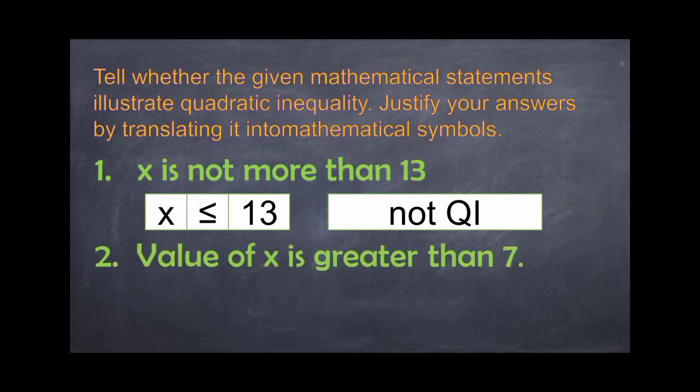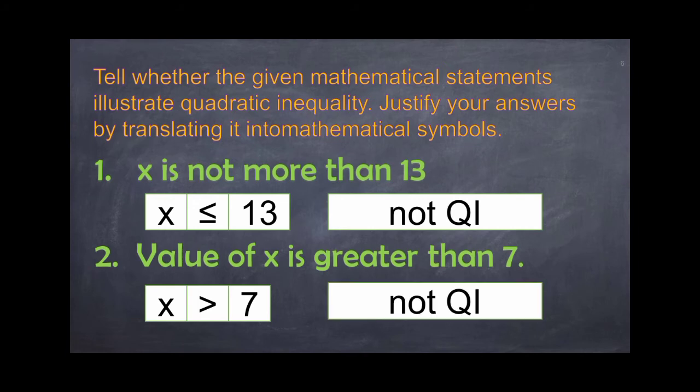Example number 2. Value of x is greater than 7. So, we have x is greater than 7. Wala tayong quadratic term, pero meron tayong symbol of inequality. So, ibig sabihin, this is not a quadratic inequality. It is only a linear inequality.